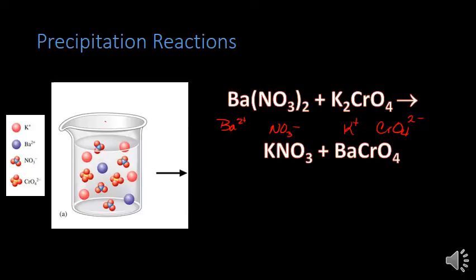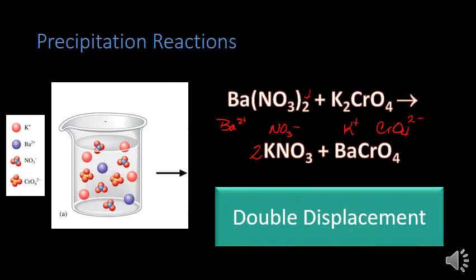Now, what about this 2? Do I care about that when it comes to the ions? No, I don't, because that 2 is only required for nitrate when it hooks up with barium. But to obey the rules of balancing, I do need to still have 2 nitrates. So I'm going to put a 2 here. Now we're balanced. The question is, who is going to form the precipitate?